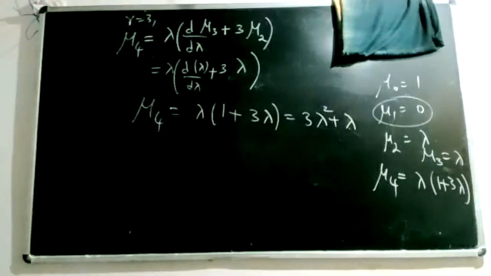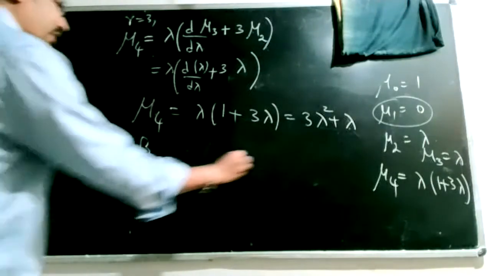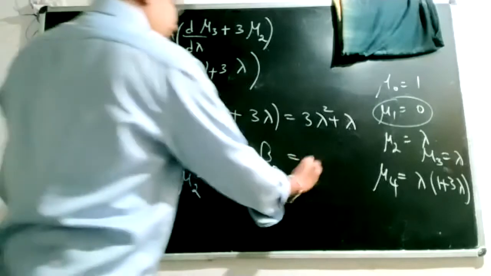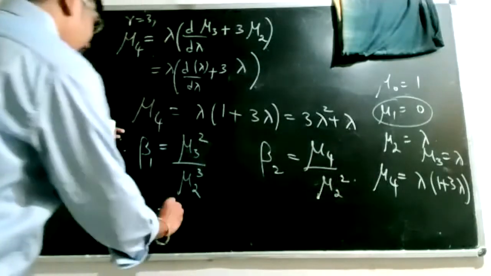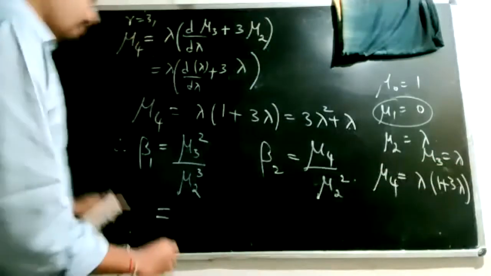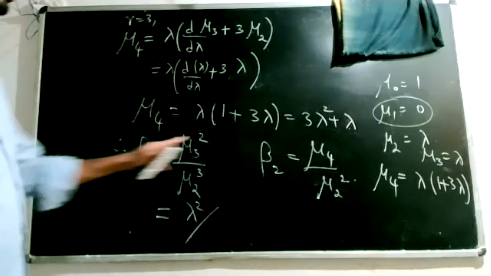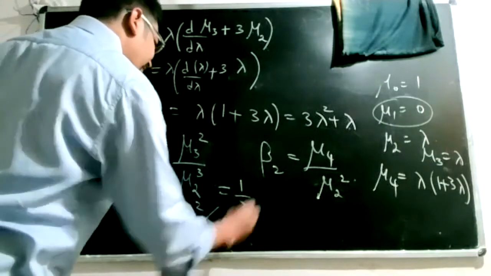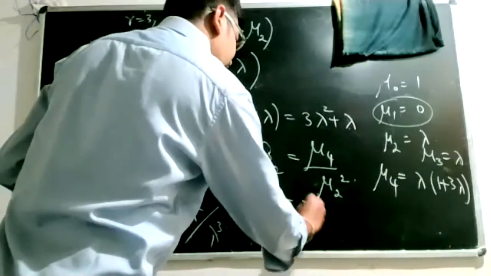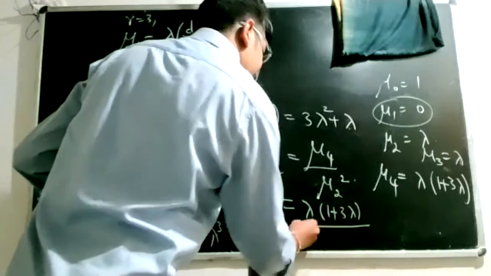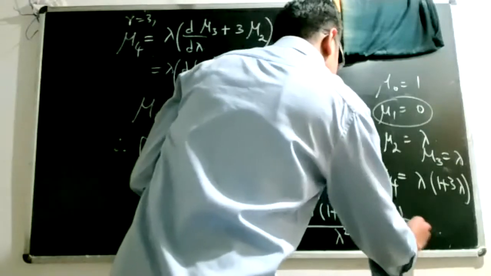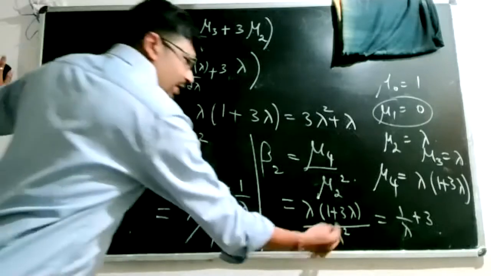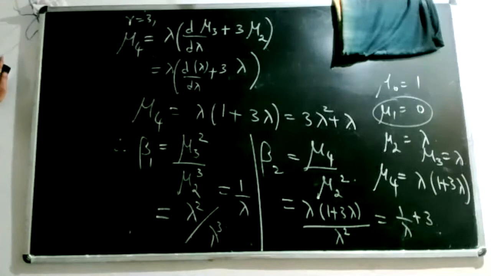You can keep it as it is, or in the simplified form. Now try to obtain beta 1 and beta 2. Beta 1 is mu 3 square by mu 2 cube, and beta 2 is mu 4 by mu 2 square. Mu 3 square, what is mu 3? Mu 3 is lambda, so I have lambda square divided by mu 2 cube. Mu 2 is also lambda, so I have lambda cube. So you get beta 1 is equal to 1 by lambda. Similarly, beta 2 is mu 4, lambda into 1 plus 3 lambda, divided by mu 2 square, which is lambda square. So lambda cancels, and you will get 1 by lambda plus 3. So this is your beta 2.